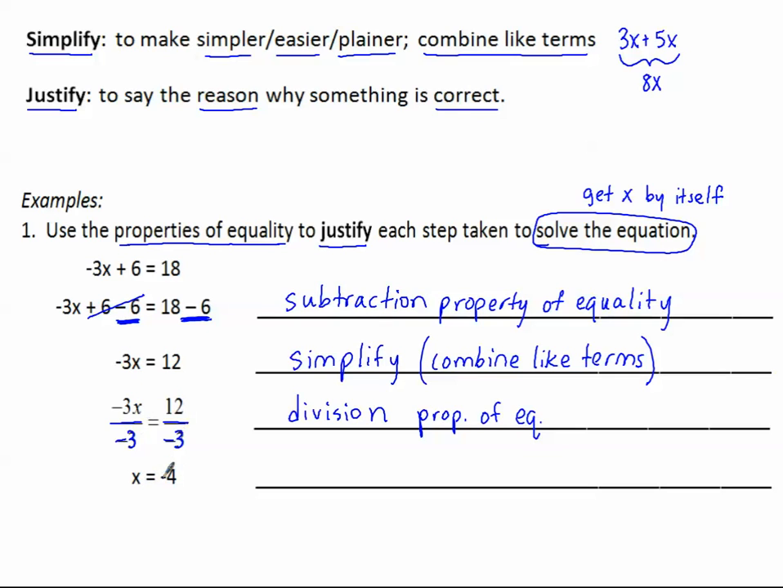How did I get from this step to this step? Well, the negative 3 divided by negative 3 left just x, and the 12 divided by negative 3 makes negative 4. Here I made this simpler. I simplified.